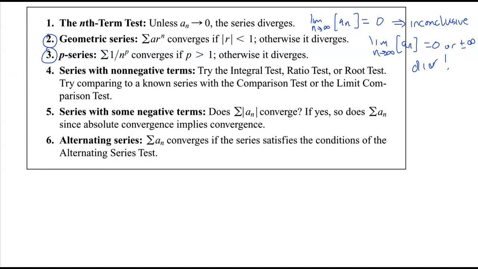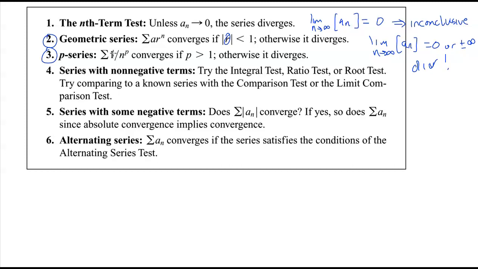Remember that geometric series converge as long as the common ratio R here is in between -1 and 1. Our P series converges only when our value of P is greater than 1, okay? And notice that the harmonic series is exactly when P is equal to 1. So the harmonic series is just a P series when P is 1, and of course it diverges, okay?